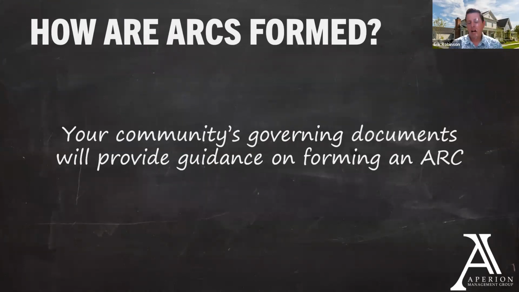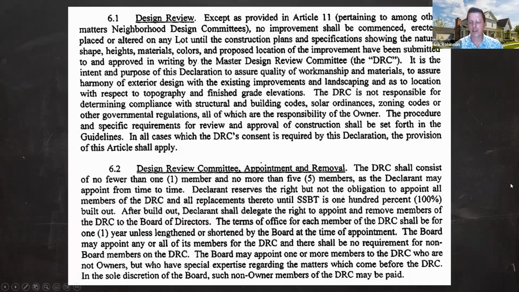So how are the ARCs formed? Your community's governing documents are generally going to provide guidance on how these architectural review committees are formed. I'm going to give you an example here. This is a little capture from one of our clients talking about how the Architecture Review Committee is going to be formed, what it does, how many members it has, is there a chair, what their obligations are, their terms, all those kinds of things.